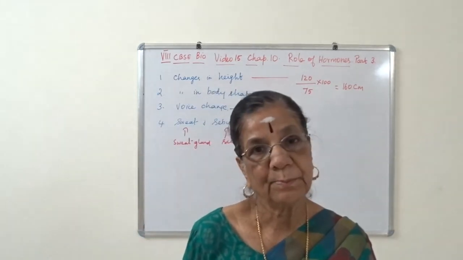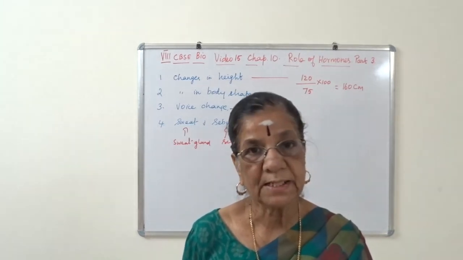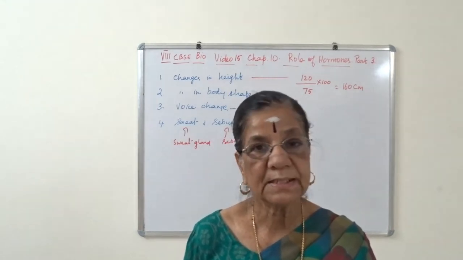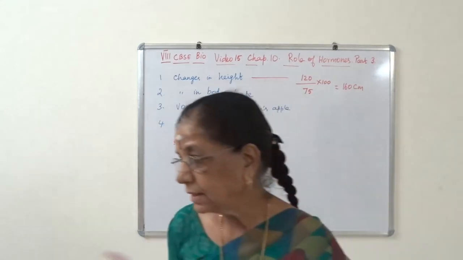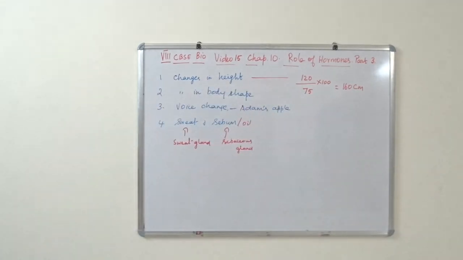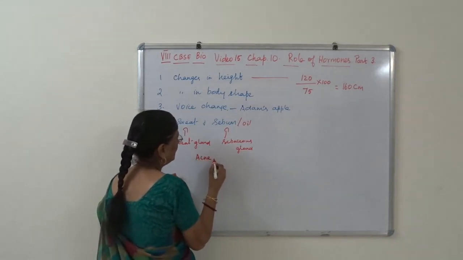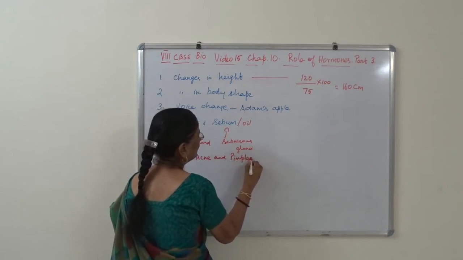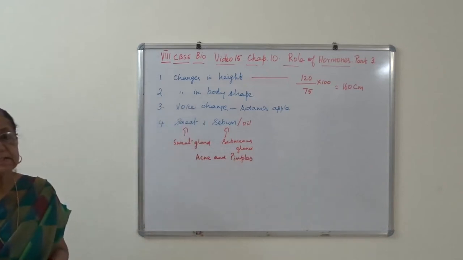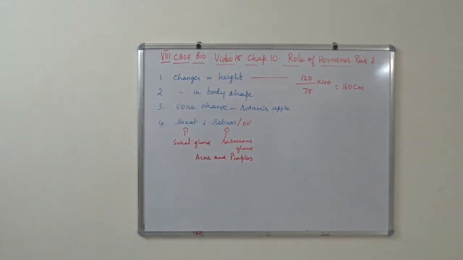Acne and pimples, right? So during puberty, secretion of sweat gland and sebaceous gland, that is oil gland, increases, and many young people get acne and pimples. Yes, that is due to increased activity of these glands. I hope you follow.